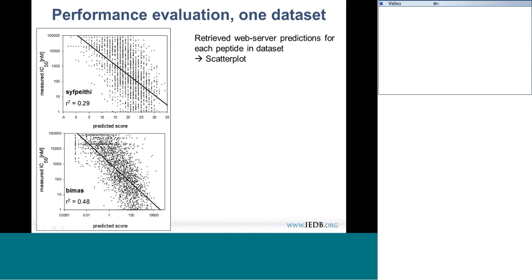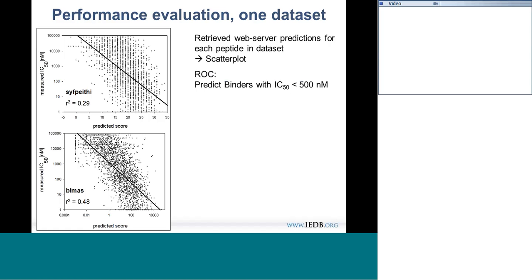But you already see that there is clearly a correlation in that higher predicted scores correlate with low IC50 values, so high affinity binding, and similar for BIMAS, long half-lives correlate with low IC50 values. So this is one way to compare these things and calculate R-squared values, but there are certain issues with R-squared values, specifically because, as I said, you're not predicting things on the same scale. So you don't really want to use an R-squared value, you want to use some non-parametric measure.